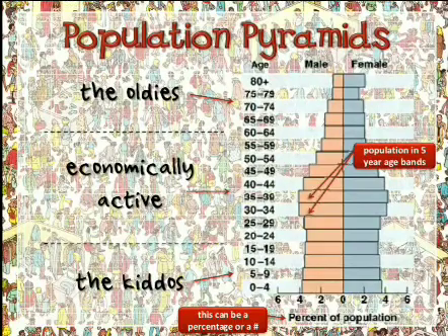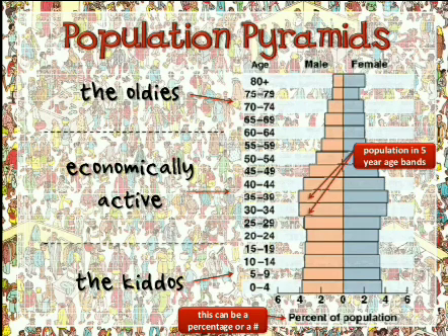Here is another example of a population pyramid. Male and female distribution is given. The oldies are shown, economically active people are shown, and the kiddos are shown. This can be a percentage, and the population is in 5-year age bands. So, you can see that economically active people are more compared to the oldies and somewhat more compared to the kiddos.